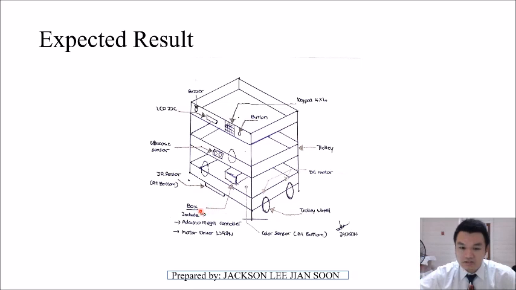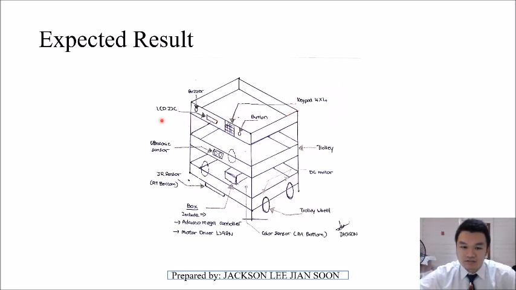So based on this sketching, let us assume a situation when this robot is completely developed. We assume a condition where we put this robot at a restaurant. So first, when the chef puts the food on this robot, the chef will key in the number of the table using the 4x4 keypad.